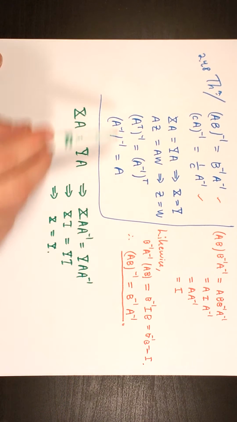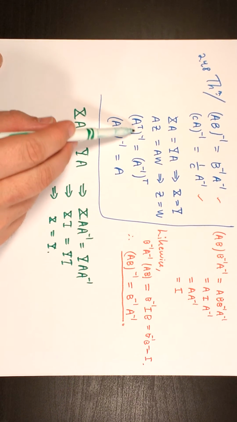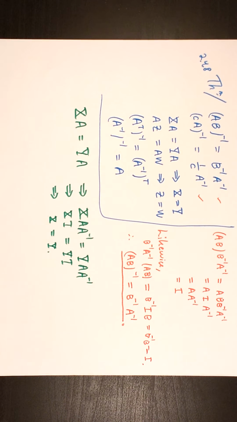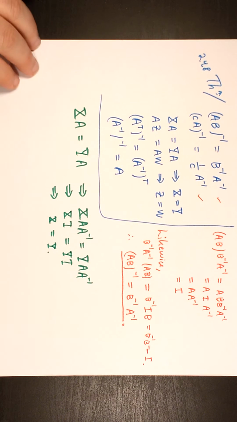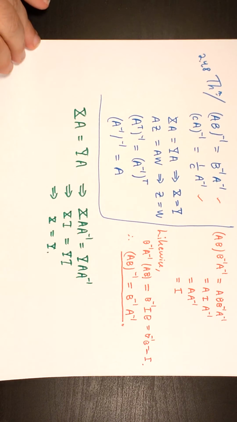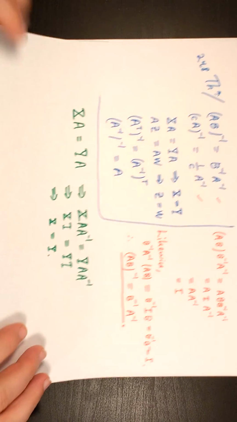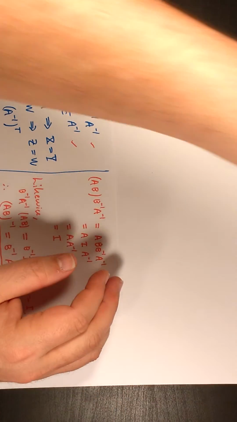I guess that leaves us with the proof that the inverse of A transpose is the transpose of A inverse. I'm going to let you look at that in the notes. I'm going to move along here. I think there's a good proof in the notes. You can decide.